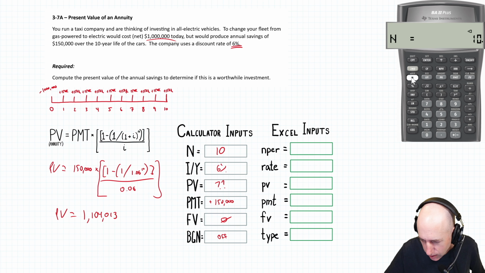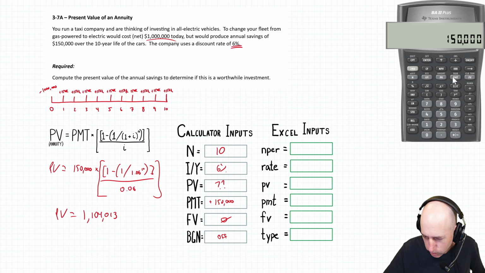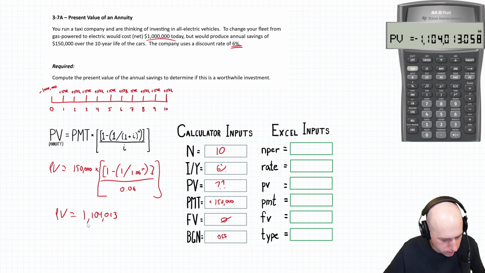Okay, so let's punch in the numbers. 10 is our N. I/Y is 6, so 6 is I/Y. And we don't put it as a 0.06 or anything. PV, leave it blank. 150,000 positive is our PMT. 0 is our FV, and we compute PV, and we get 1,104,013. Same number I got by hand. We're not surprised. So there you go. The present value of these payments is $1.1 million. If we have to give up $1 million to get $1.1 million, we would do that for sure.